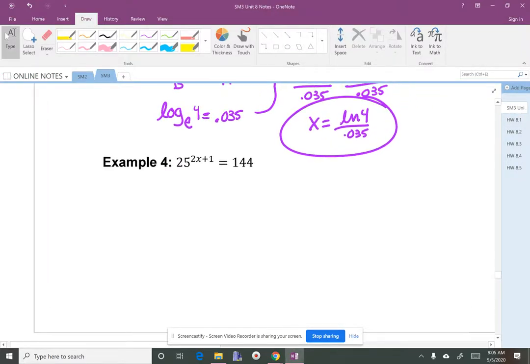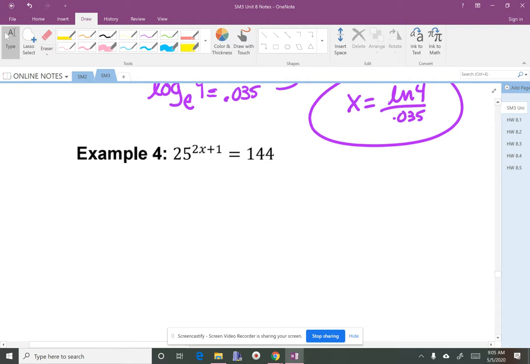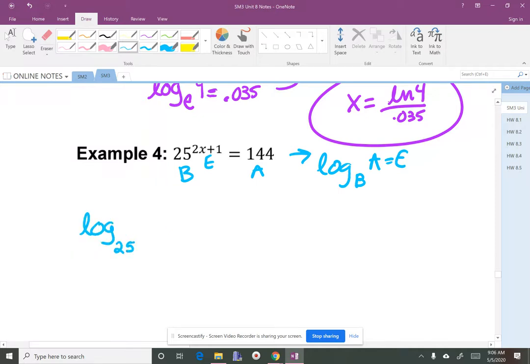We're cruising. On this, you might originally think, can I make the bases the same? Because the problems we've done previously were about making them the same so the exponents are the same. But you've got 25, which is 5 times 5, and 144, which is 12 times 12, and that's not going to work. So we're going to change forms. We have base, exponent, answer. I need it to go log base b of a equals e. So I get log base 25 of 144 equals 2x plus 1.